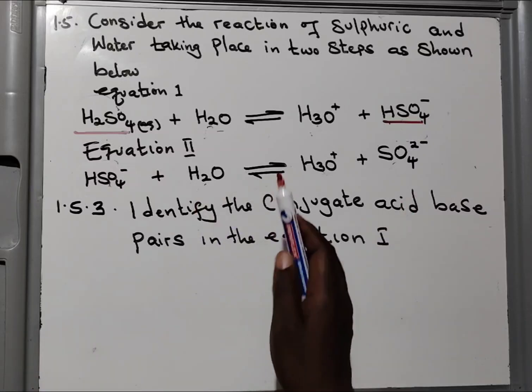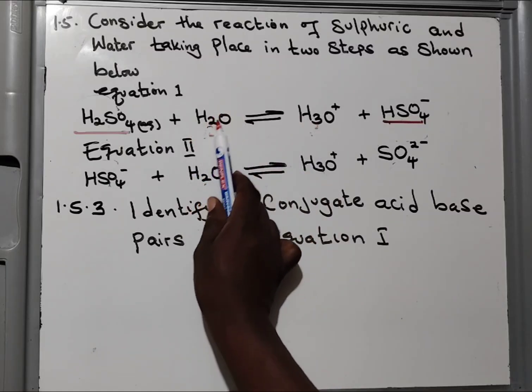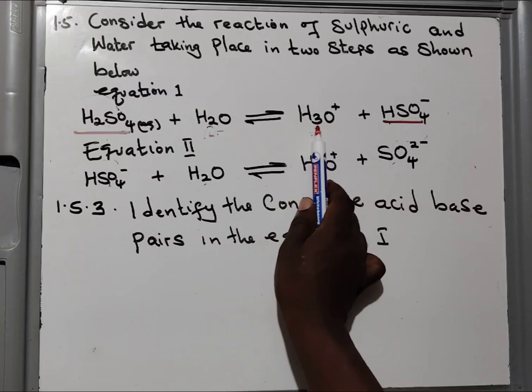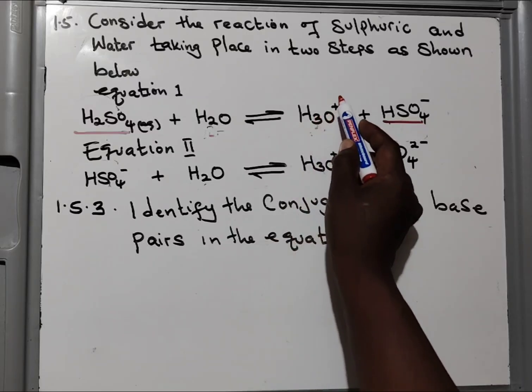Okay, let's also assess this side. Now, this is another pair we have. When water gained a proton, it became a hydronium ion. This one is another acid we have.